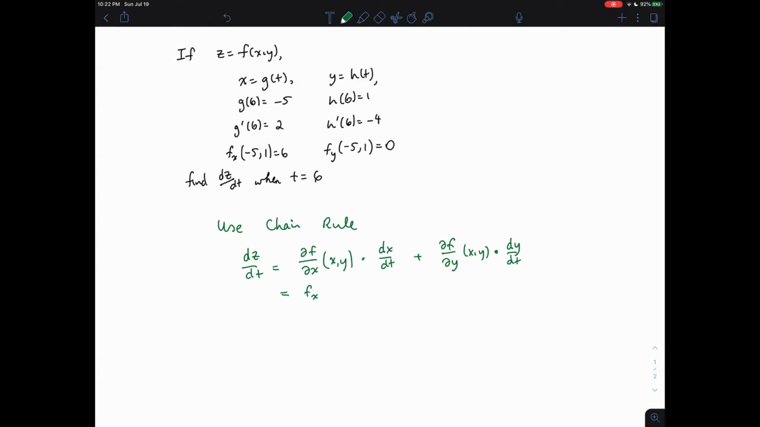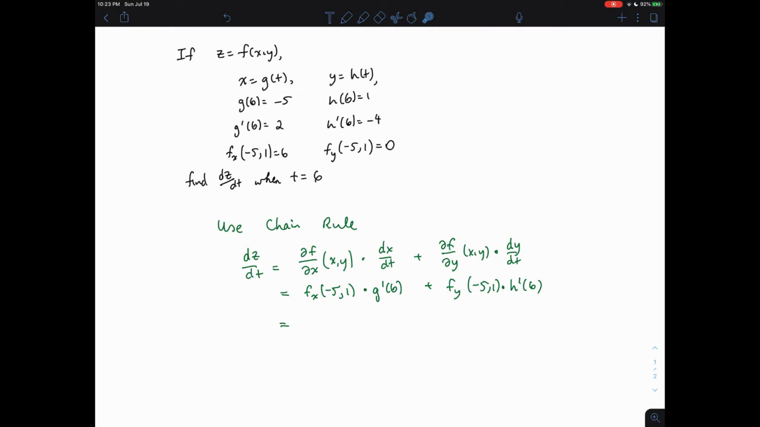This is fx. When t equals 6, we're given that x equals minus 5. And we're given that when t equals 6, y equals 1. Now, since x equals g of t, then the derivative of x is g prime, and we're interested in t equals 6, so we want g prime of 6. Similarly, this is fy of minus 5, 1 times h prime of 6.